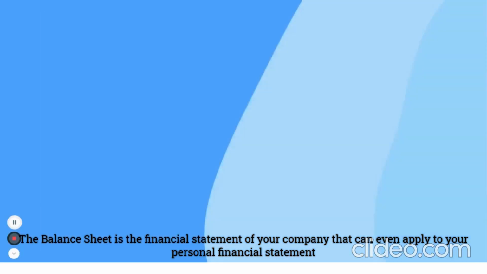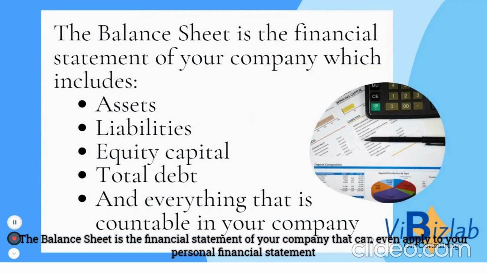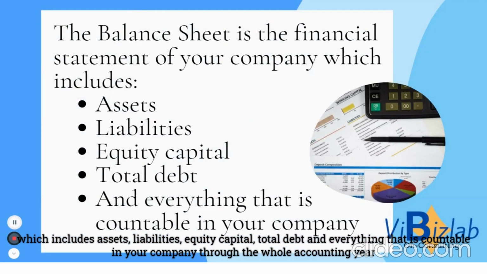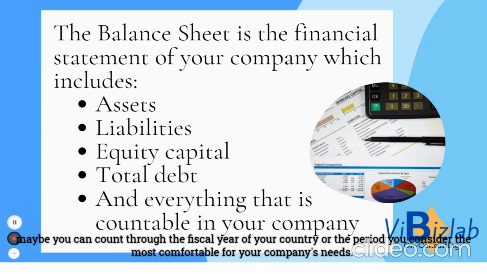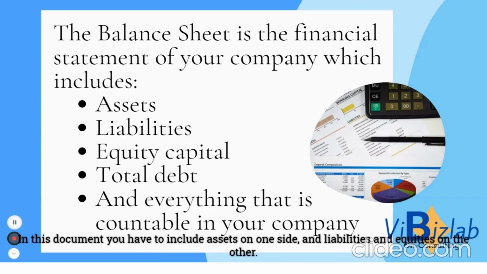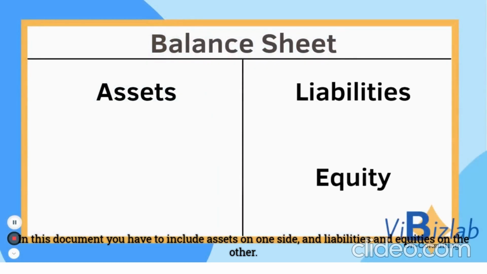The balance sheet is the financial statement of your company, which can even apply to your personal financial statement. It includes assets, liabilities, equity capital, total debt, and everything that is countable in your company through the whole accounting year. Maybe you can count through the fiscal year of your country, or the period you consider the most comfortable for your company's needs. In this document, you have to include assets on one side and liabilities and equities on the other.